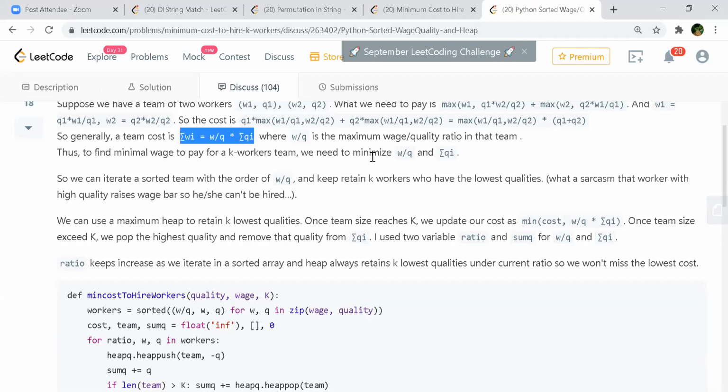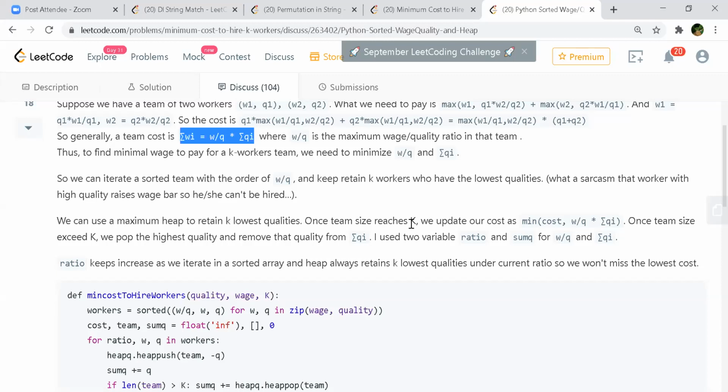Exactly. And now they are telling that in order to minimize the wage to pay for a K-worker team, you need to minimize W by Q and the quality, both, because it's a multiplication. If both quantities are minimum, then overall we'll get the minimum value. So we can iterate a sorted team in this order and retain K workers who have the lowest qualities. We can use a max heap to retain the K lowest qualities. Once the size reaches K, we update our cost as the minimum of this.